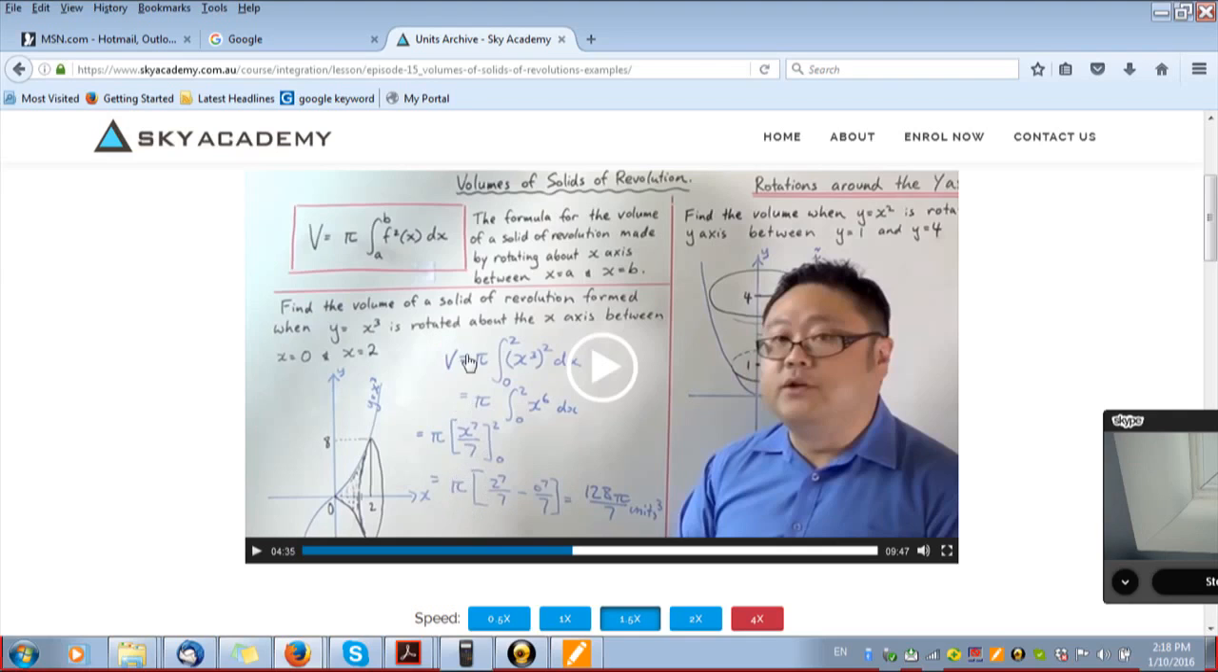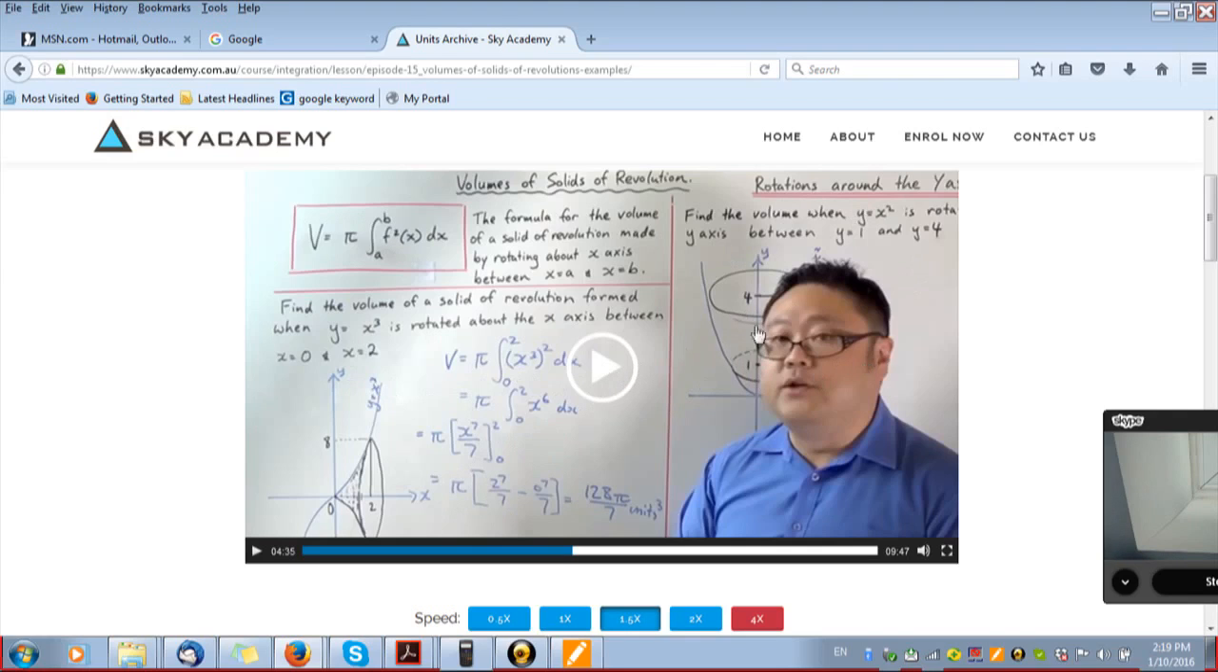Is that any harder than what you're used to? Not that much more, is it? Not that much harder, is it? No. Alright, that's all you have to do. To find the volume, you just square the function and multiply by pi, and then integrate as usual. Got it? Yeah.